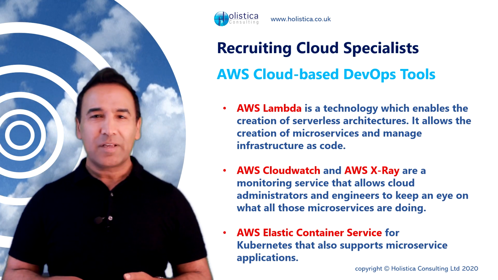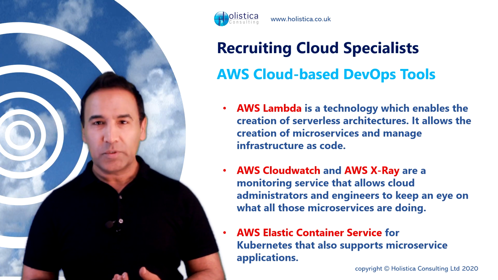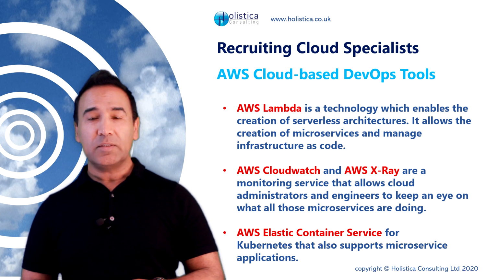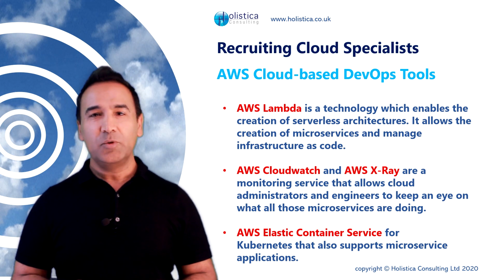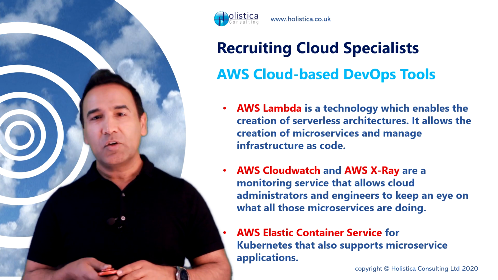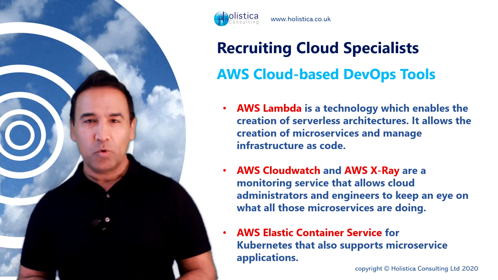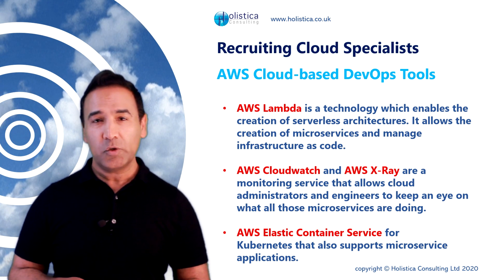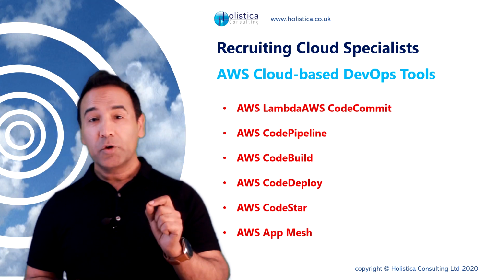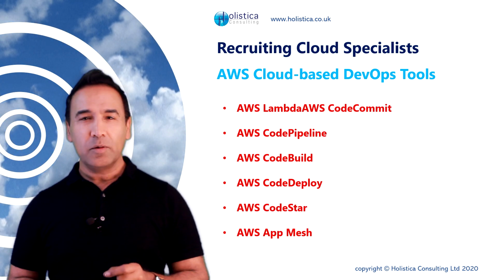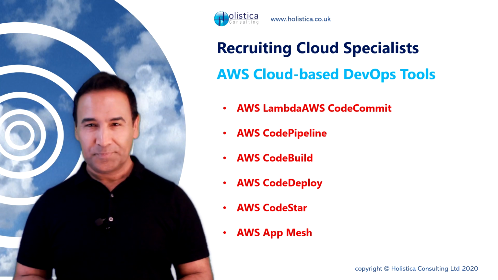There's a thing called AWS CloudWatch and AWS X-Ray. And these are both monitoring tools that allow cloud administrators and engineers to keep an eye on what all the microservices are doing. Another term you'll see is Amazon Elastic Container Service for Kubernetes. So these are very topical and DevOps oriented, and some more DevOps automation tools that you're going to see in the AWS environment is AWS CodeCommit, CodePipeline, CodeBuild, CodeDeploy, CodeStar, and AppMesh.